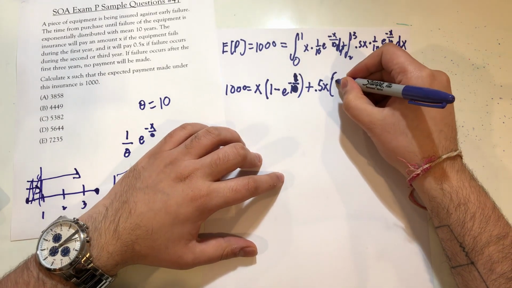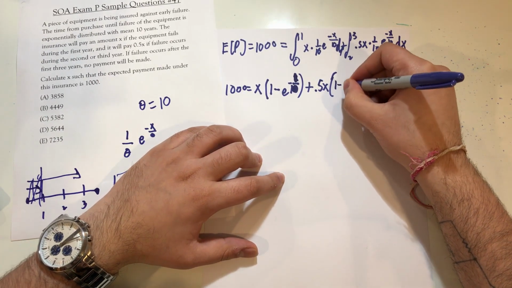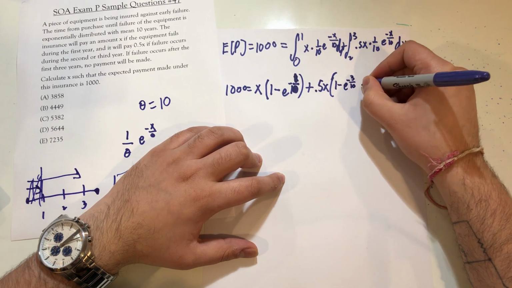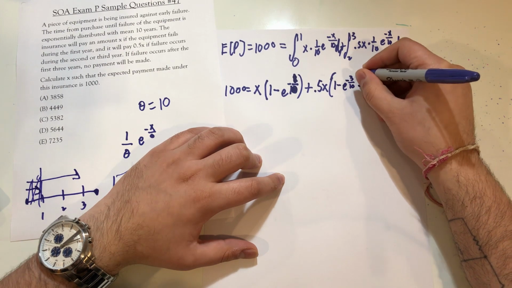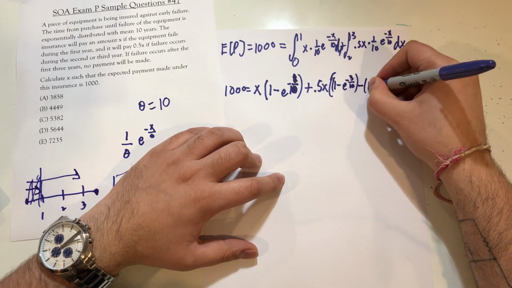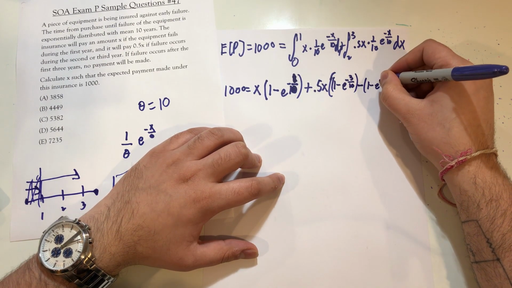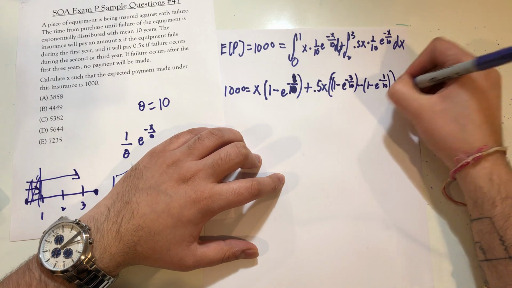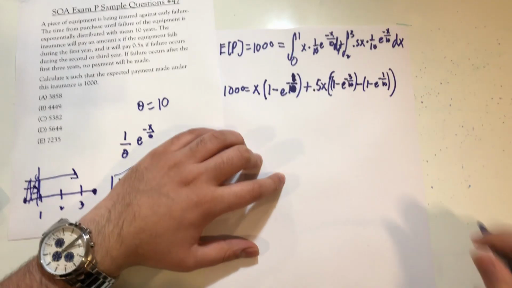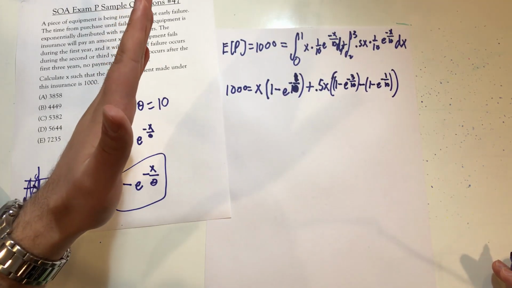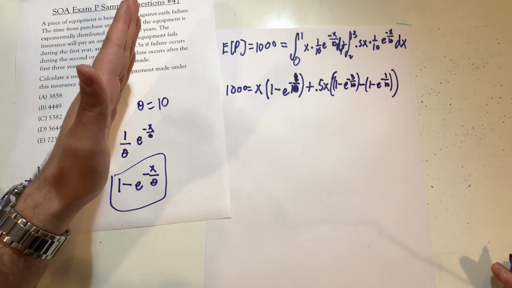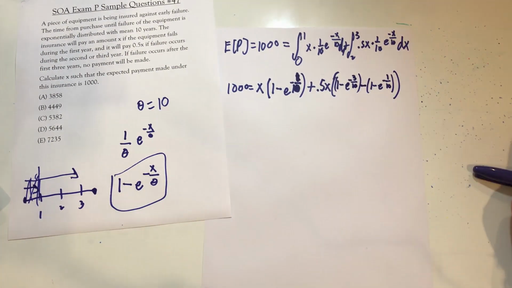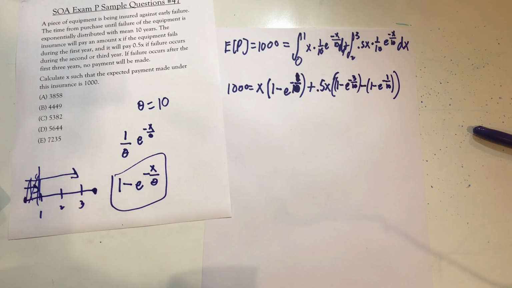So that's going to be 1 minus e to the negative 3 over 10, minus 1 minus e to the negative 1 over 10. If I put this into my calculator, I should get something close to the actual answer, just a couple more steps after that. And I don't have to do any of this integration. So I'm going to go about doing that now.